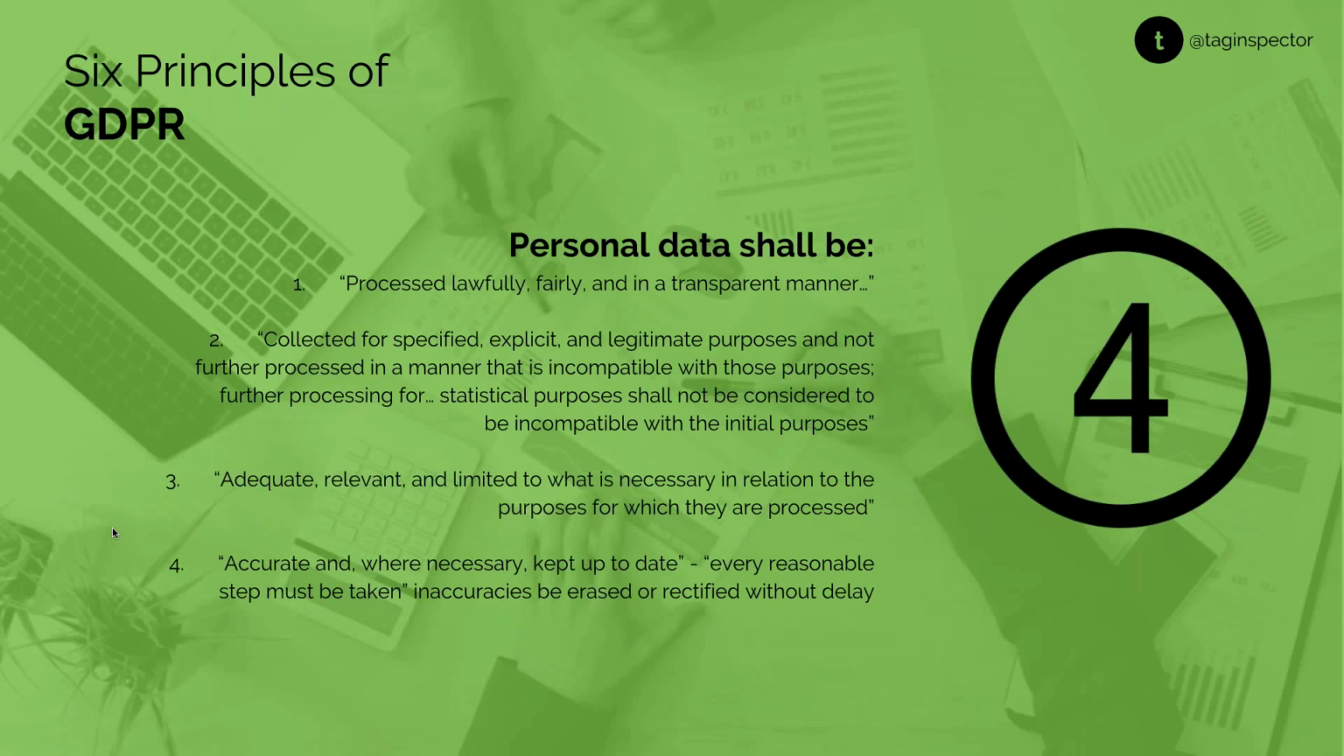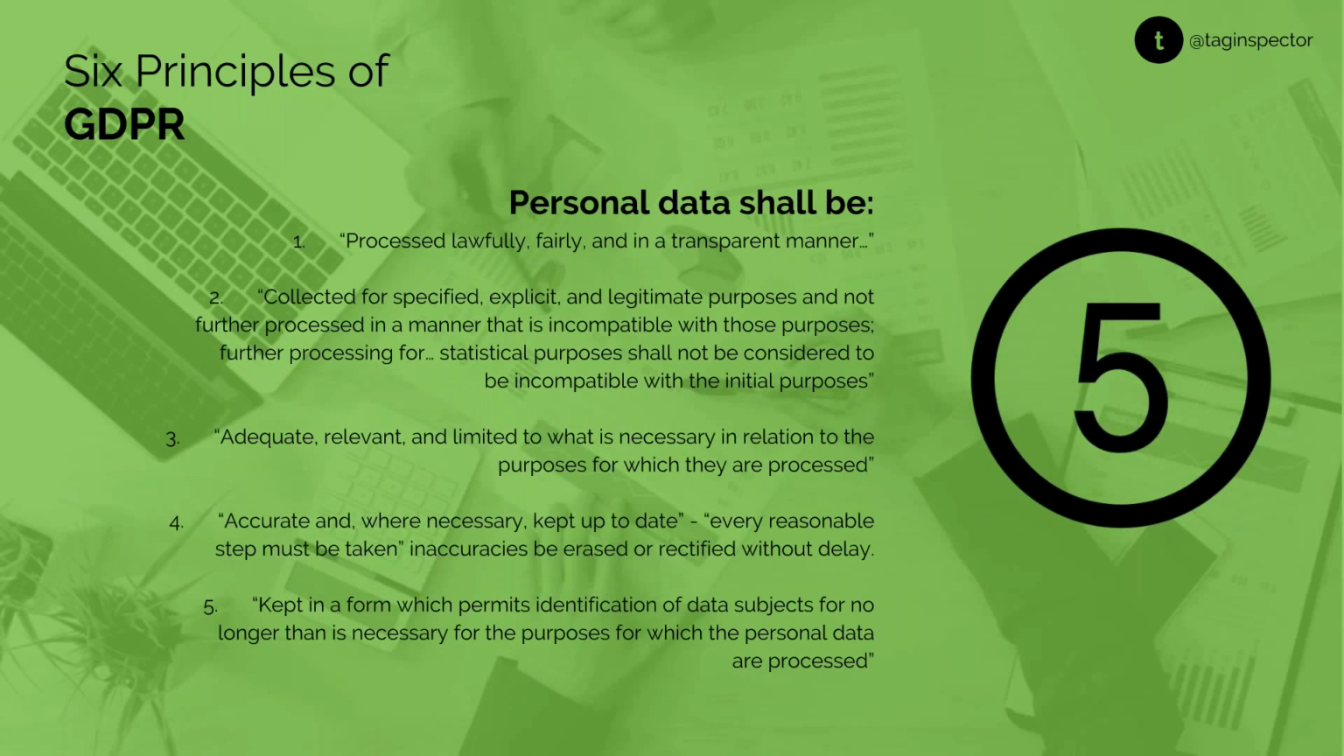Number 5, data must be kept in a form which permits identification of data subjects for no longer than is necessary for the purposes for which the personal data are processed. This just distills down to: data can only be kept for the amount of time that is necessary. If information is identifiable, and it needs to be identifiable for the purpose of the processing that is taking place, it must be obfuscated or deleted as soon as the purpose for processing is complete.